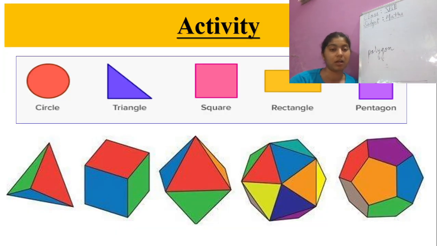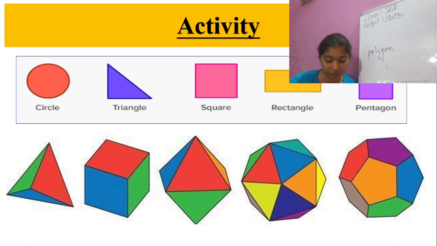Okay students, now this is an activity. In front of you, you have been given two activities. First we have identified that these are the polygons, which are circle, triangle, square, rectangle, pentagon. On that picture, below, there are a few more shapes, students. So do you find some shapes that are made up of all these polygons? Where do you find it?